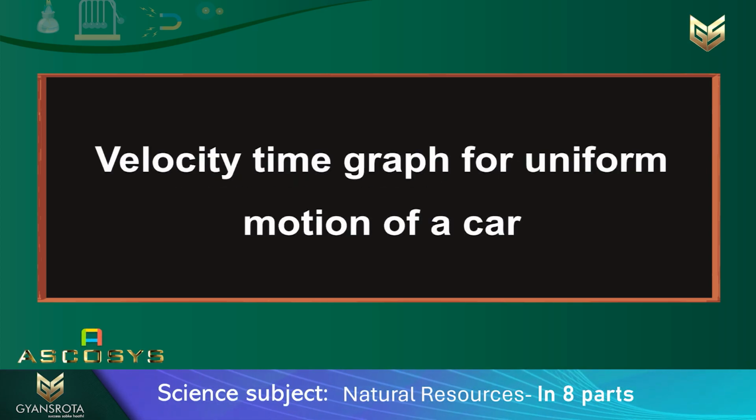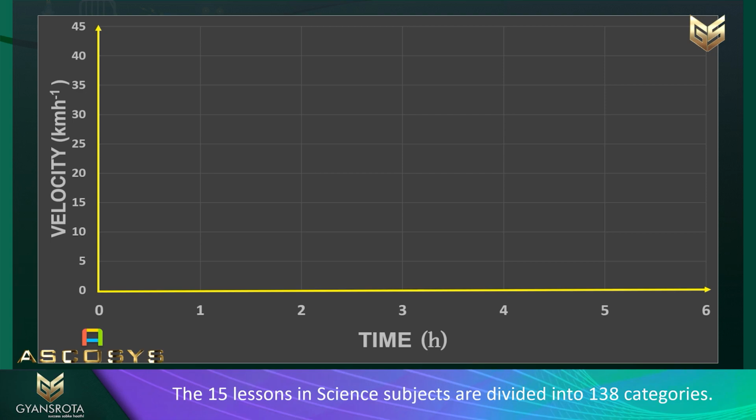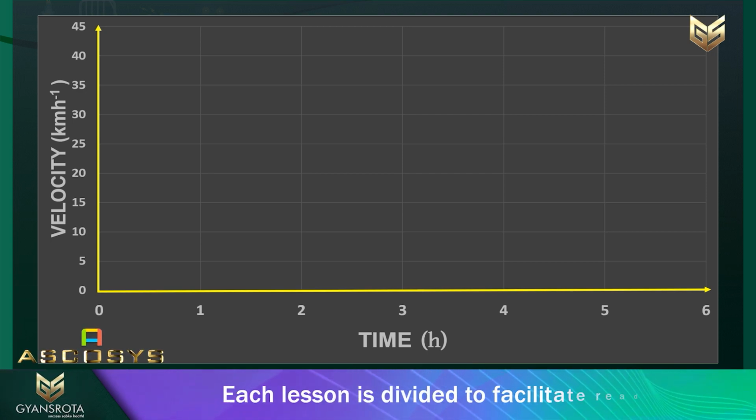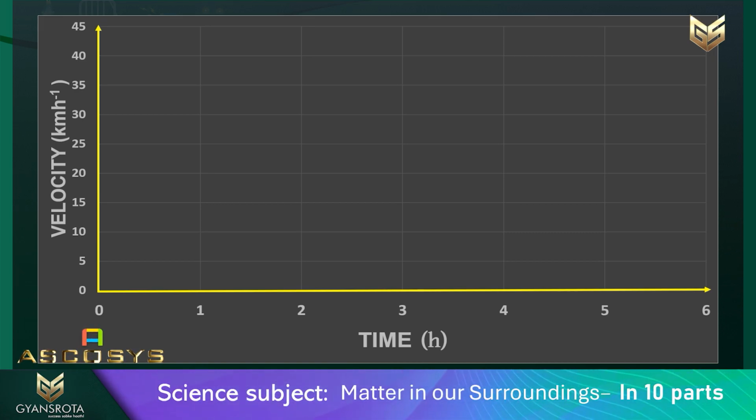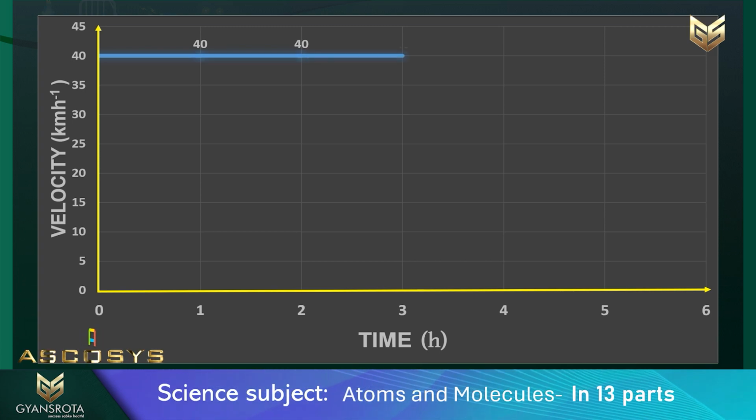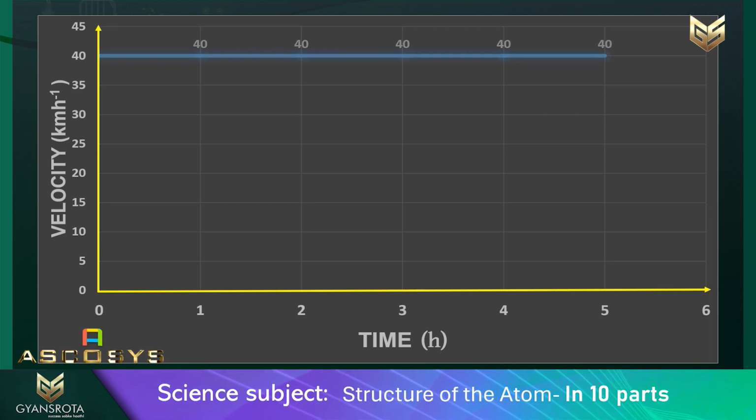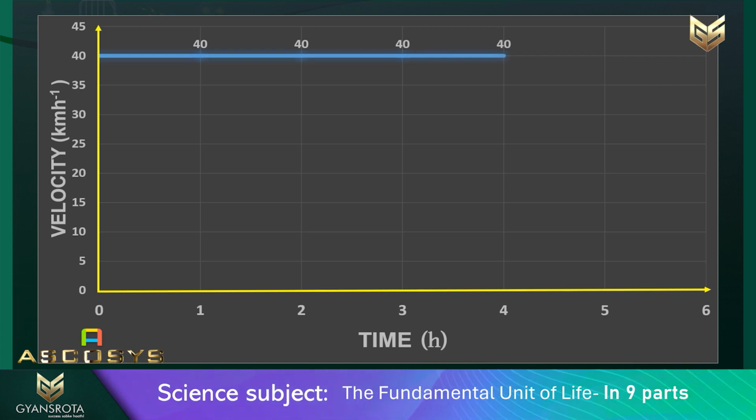Velocity time graph for uniform motion of a car. On the x axis I have taken time, which is in hours, and on the y axis I have taken velocity, which is in kilometers per hour. As you can see, the time intervals are 1, 2, 3, 4 hours, and 10, 20, 30, 40, 50 is the velocity in kilometers per hour. If the body is moving with uniform motion, the velocity must be constant. Yes or no, my dear? Yeah. Suppose the body is moving with 40 kilometers per hour. So, the graph will be a constant graph.